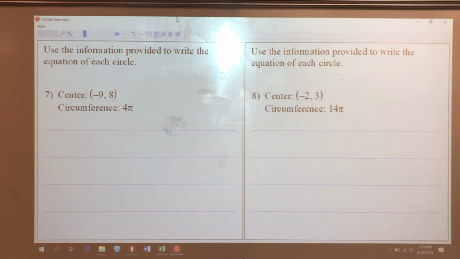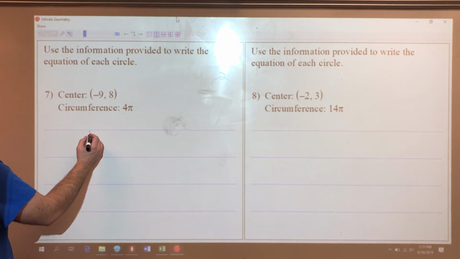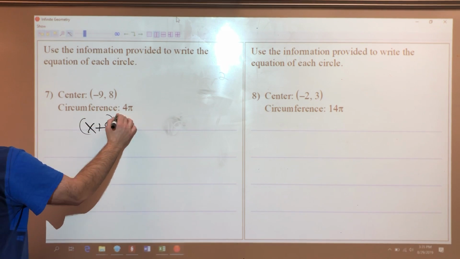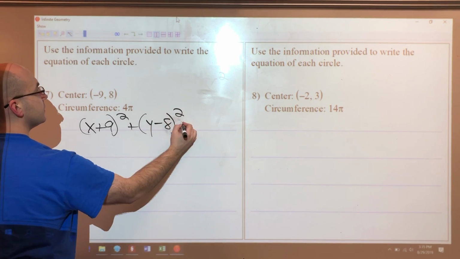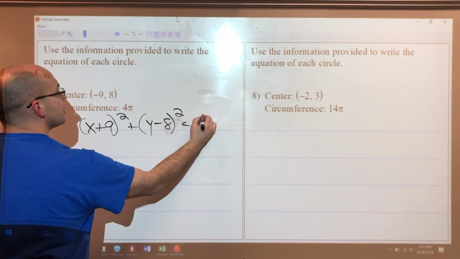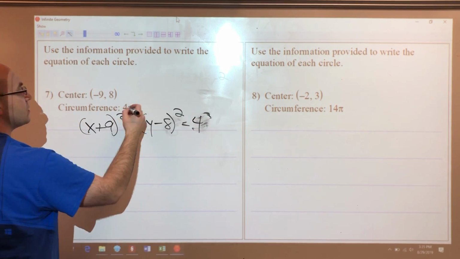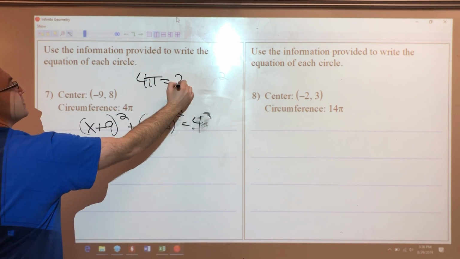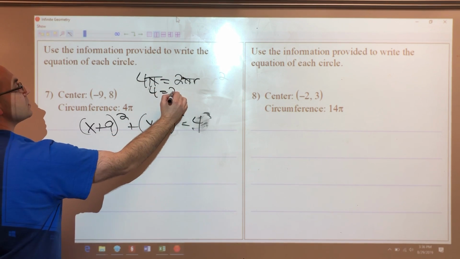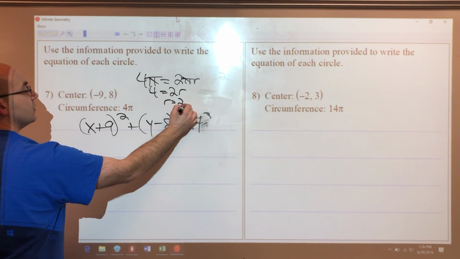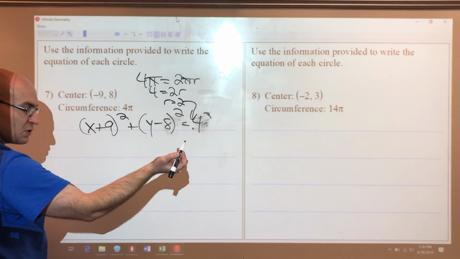Okay, same idea. Circumference is 2 pi r, and 2 pi r equals 4 pi. So for number 7, my r squared value is going to be 4, because that's what 2 squared is. So I have x plus 9 squared plus y minus 8 squared equals 4. Now here's how this works: 4 pi equals 2 pi r, because that's the circumference formula. Get rid of the pi's. 4 equals 2r, so r equals 2, which is 2 squared, which is 4.